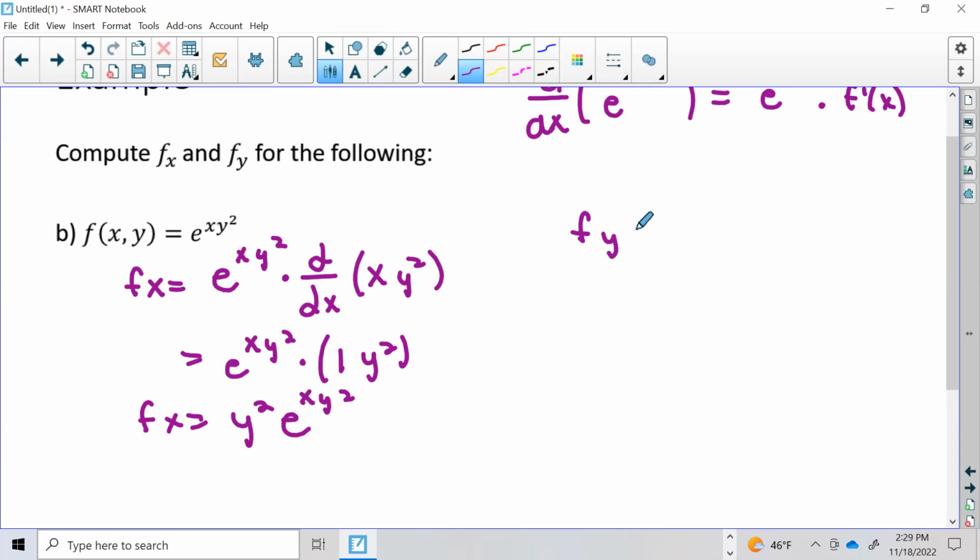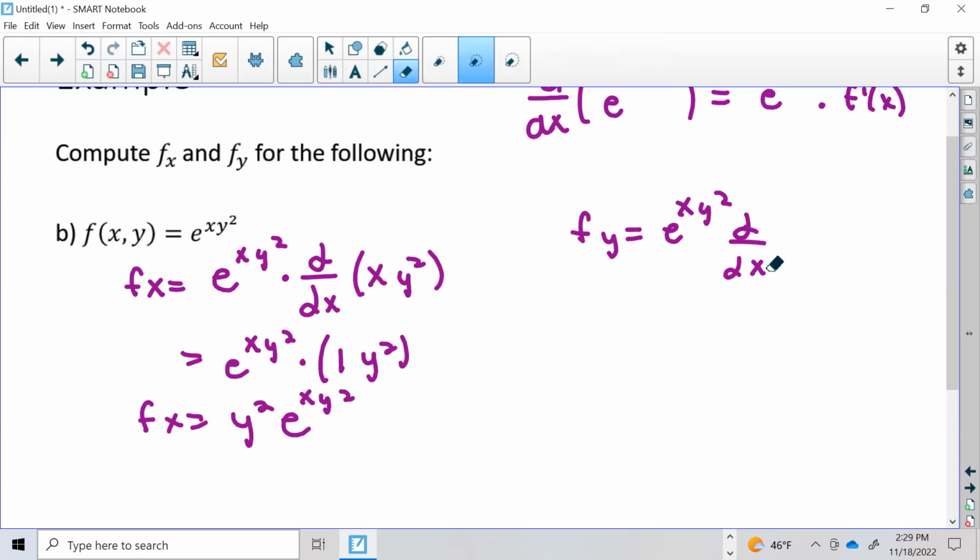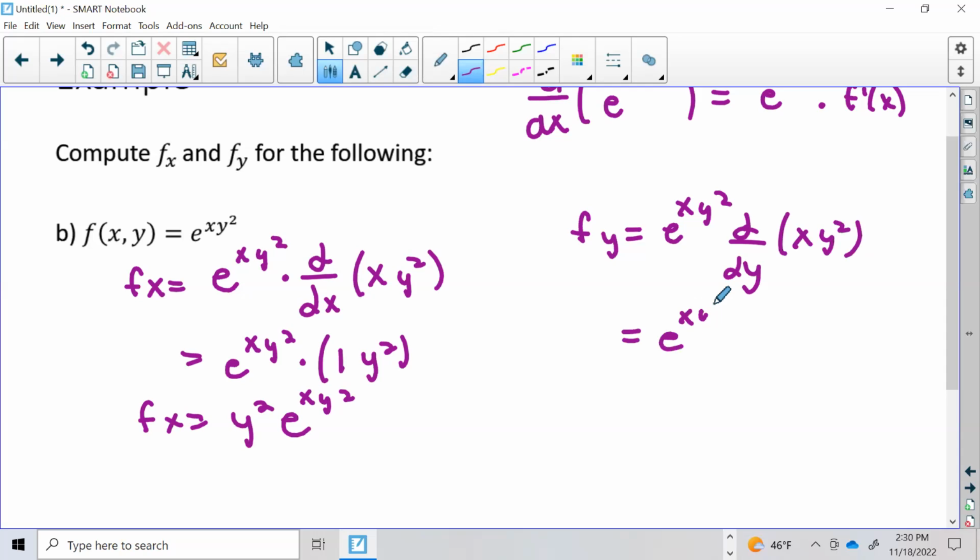And then my partial with respect to y, okay, so again, e is itself, but then I would be taking the derivative of that inside with respect to y. And so when I do that, x is a constant. So again, I'm just going to leave that in front and then multiply by the derivative of y squared, which is 2y. And so I just like to put this in front. It's my preference. It really doesn't matter, but it's how I always write it. So I would have 2xy e to the x y squared.